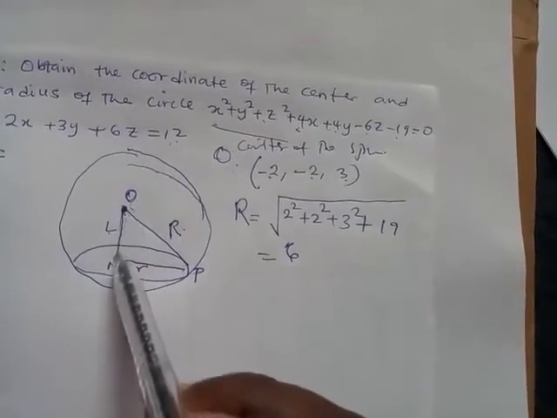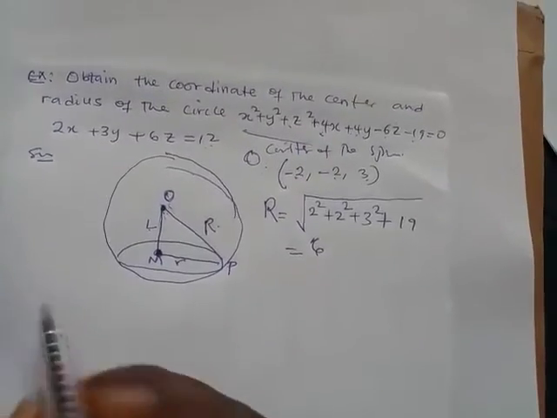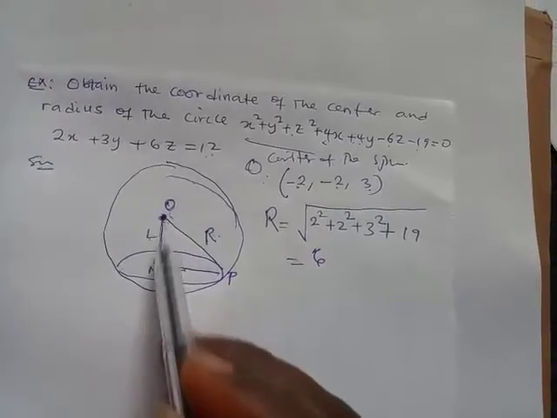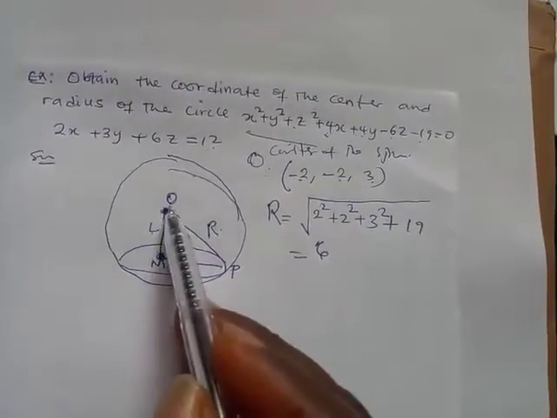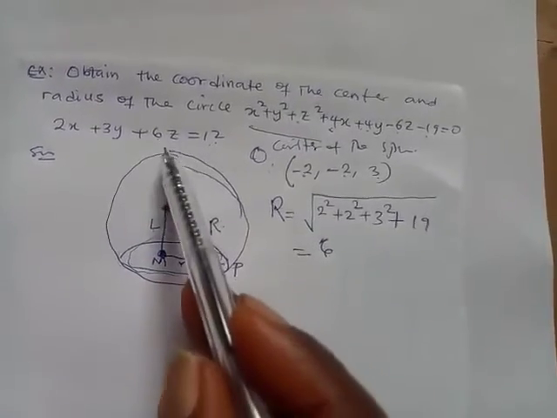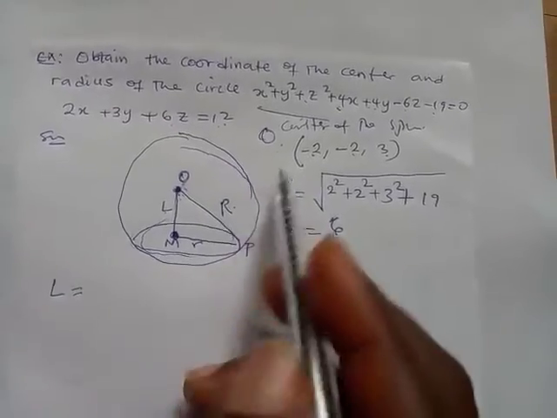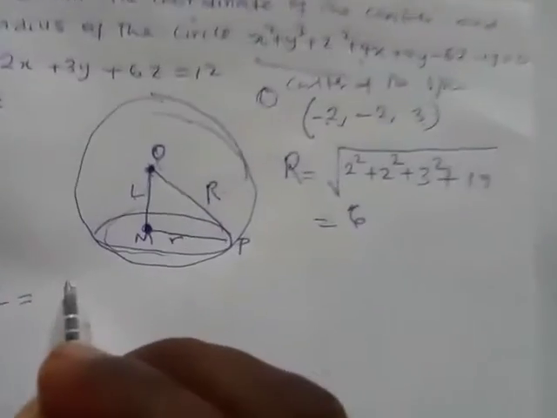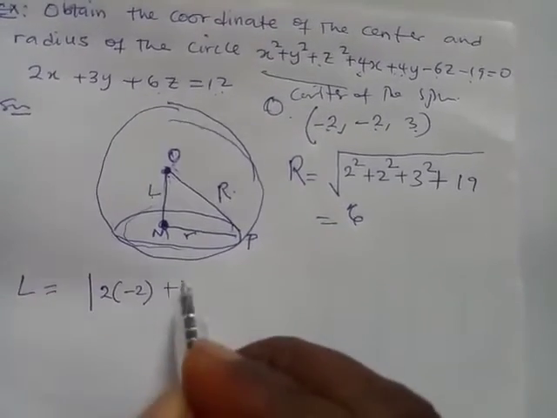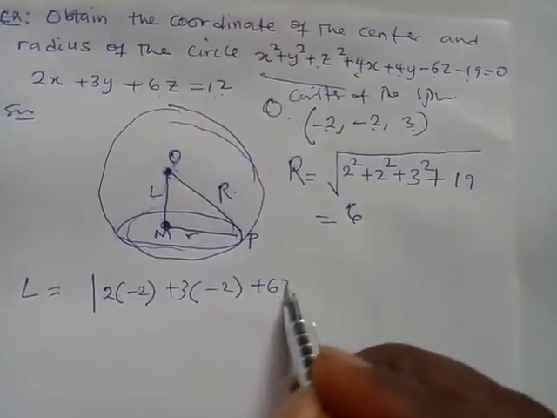Now we need to know this line, this L, and we know that L is the length of this line from O to M. O is the center, to this plane, sorry. This plane has been given here. So we need to find our L using the formula. So we use the center. So our L will be 2 into minus 2 plus 3 into minus 2 plus 6 into 3.